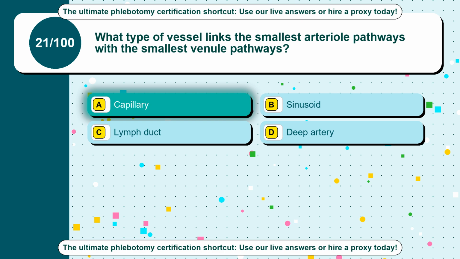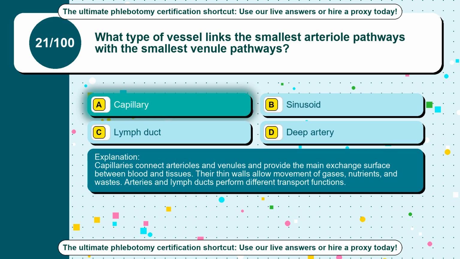The correct answer is option A, capillary. Capillaries connect arterioles and venules and provide the main exchange surface between blood and tissues. Their thin walls allow movement of gases, nutrients, and wastes. Arteries and lymph ducts perform different transport functions.